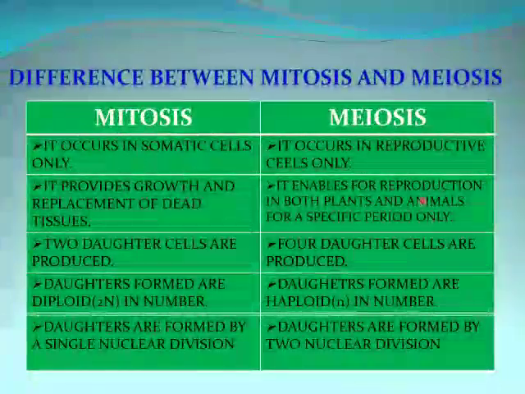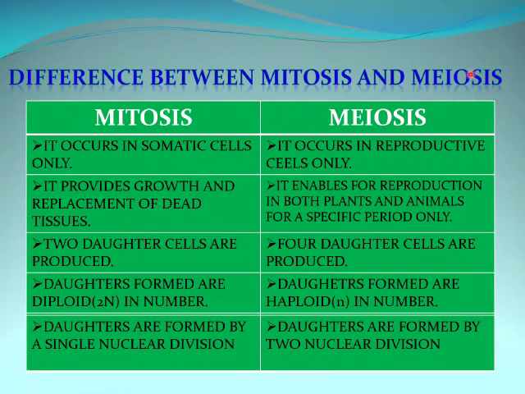Now let's focus on the difference between mitosis and meiosis. What is mitosis we have read, what is meiosis we have also studied. Let's see the difference. Mitosis occurs in somatic cells only and meiosis in reproductive cells. Mitosis provides growth and replacement of dead tissues, and meiosis enables reproduction in both plants and animals for a specific period only. At the end of mitosis, 2 daughter cells are produced. At the end of meiosis, 4 daughter cells are produced. In mitosis the daughter cells formed are diploid in number, whereas in meiosis they are haploid. During mitosis, daughter cells are formed by a single nuclear division, and in meiosis, daughter cells are formed by 2 nuclear divisions.